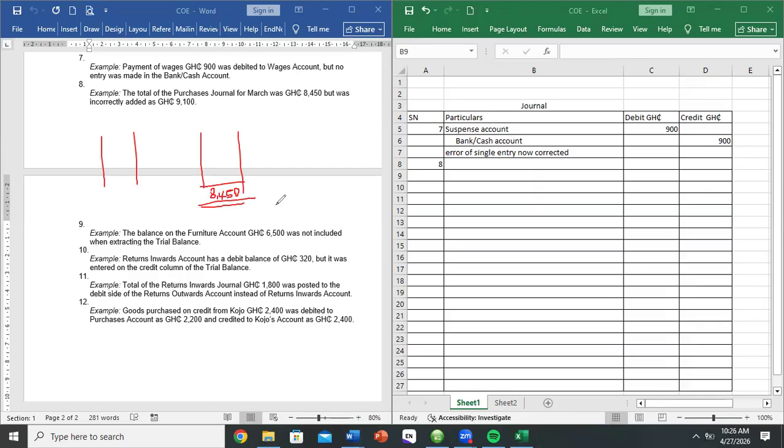The figure was supposed to be 8,450, but it was incorrectly added as 9,100. If you look at the errors that we discussed last week, which of them is the best fit for this? Okay, so we are going to do this together. I'll mention the type of error, and if it's yes, you say yes. If it is no, no. So is this an error of omission?